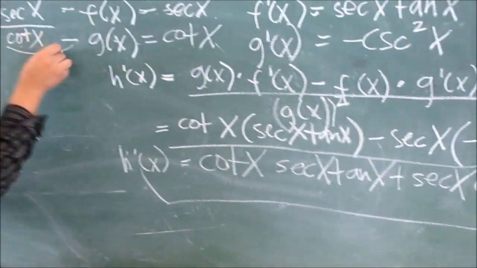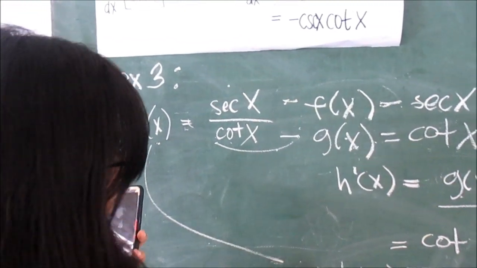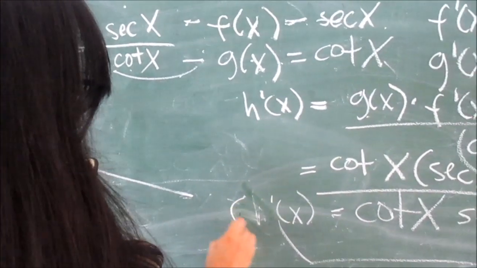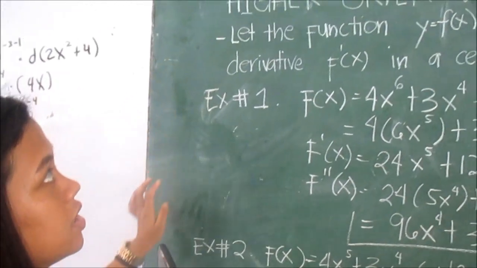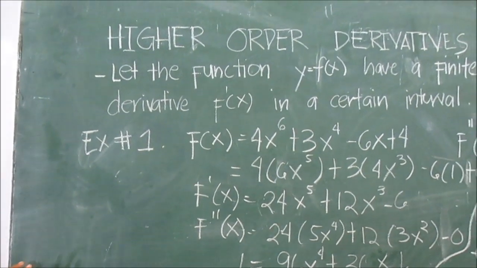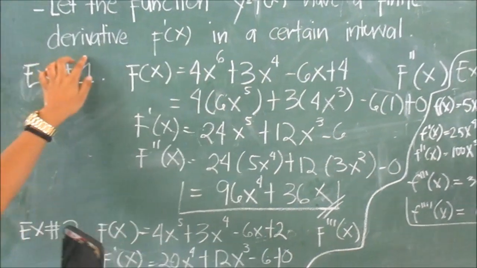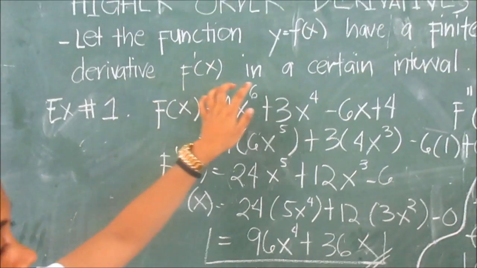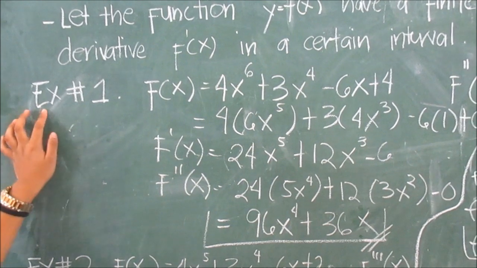Since we are finding the derivative of this term, so this will be f of x. That is the final answer. So today we are going to discuss the higher order derivatives. So let the function y equals to f of x have a finite derivative f prime of x in a certain interval. So we're going to tackle example number 1.